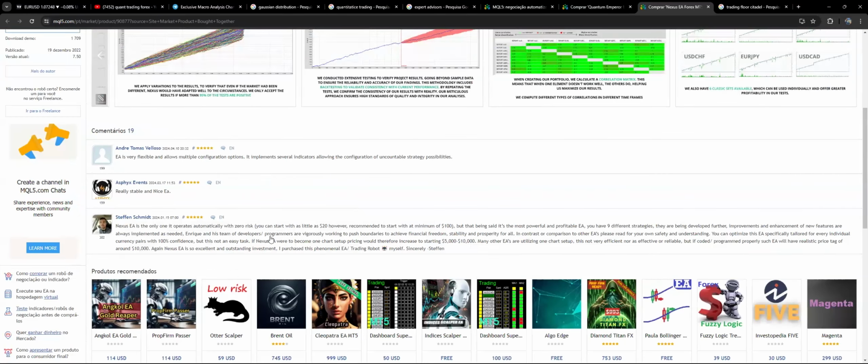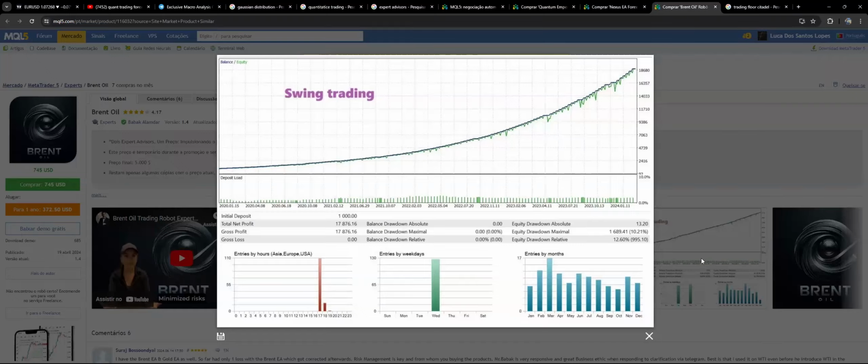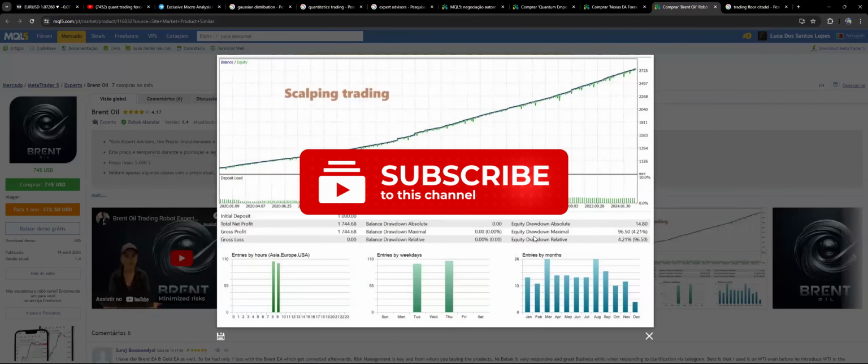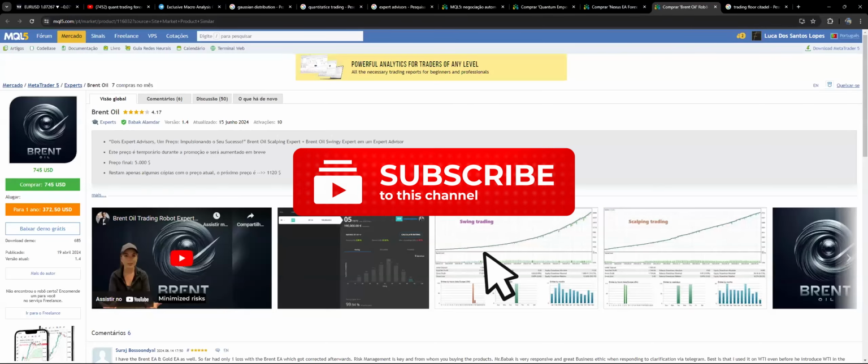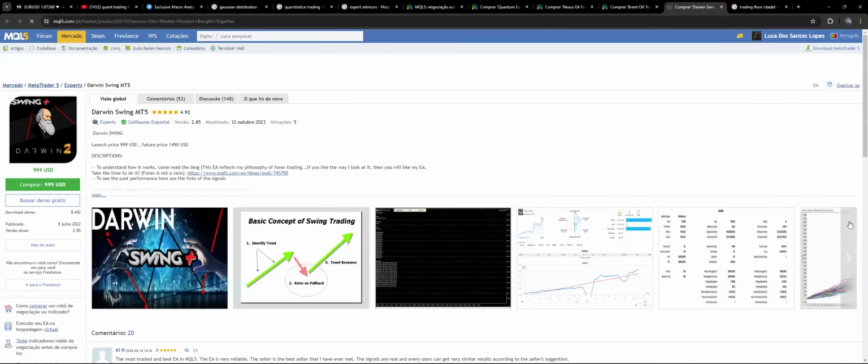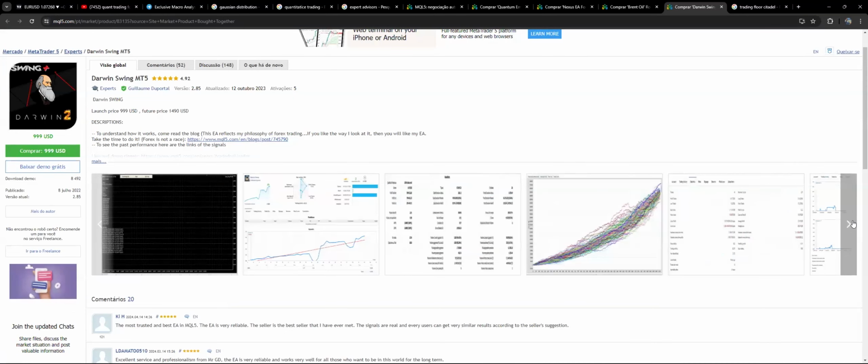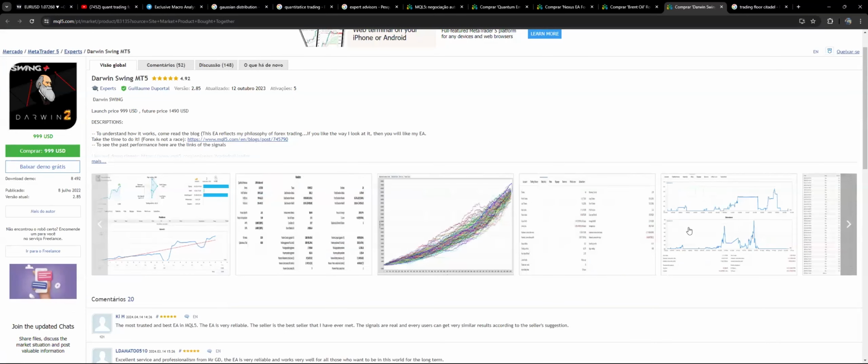Okay, another one. Look at this equity curve. This is like, whoa, this is perfect, right? It's so good, scalping trading. Look at another one. Let's see the equity curve here again. What's this one? Well, he doesn't even show the equity curve.